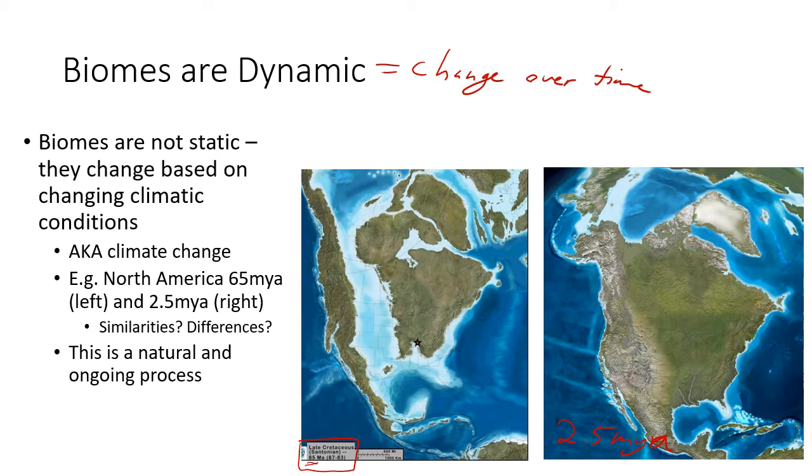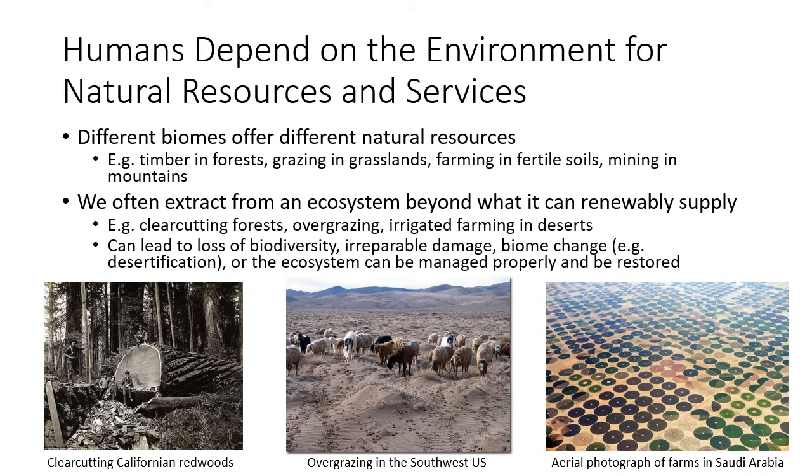This is an ongoing process, and it has to do with changing climate over all this time, global climate, as well as changes in plate tectonics. The continents will move. You don't really see that as much here, but mostly changes in climate. And it's a natural ongoing process. However, biotic factors can influence biome distribution as well, notably, especially for this class, human factors. We can change biomes also.